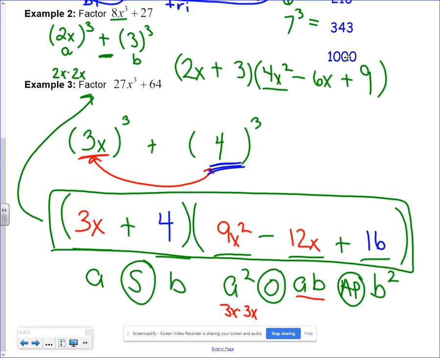Now you're going to try some of these on your own. I might throw in some of the old ones just to see if you were paying attention in the beginning.